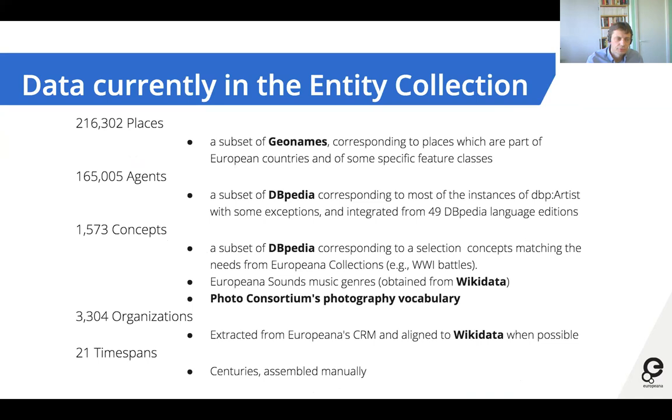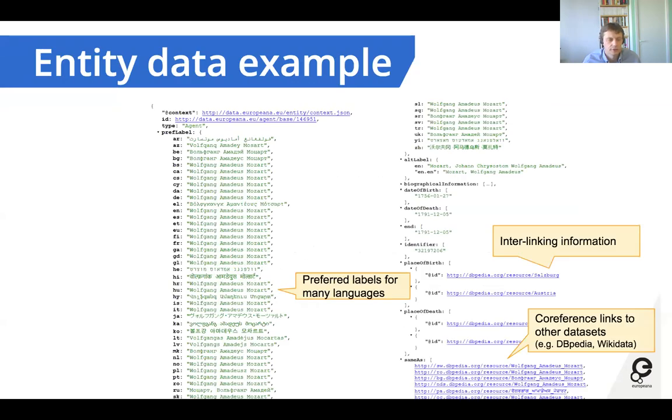With respect to the data that's currently held in this entity collection, the figures are here on this slide. I'm not going to expand on it. It varies a lot depending on the types of entities. We also fetch data from various different places. So I'm not going to enter into the detail of each data source that we get. It's mostly coming from GeoNames, Wikipedia, and Wikidata, but there are some other things that are hanging around.